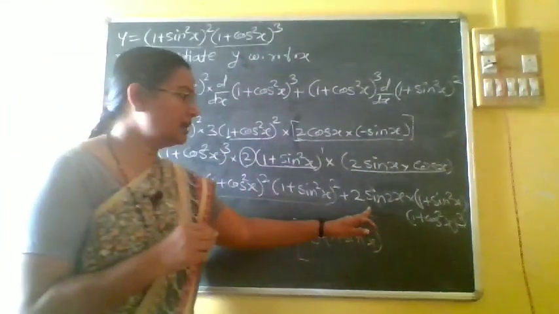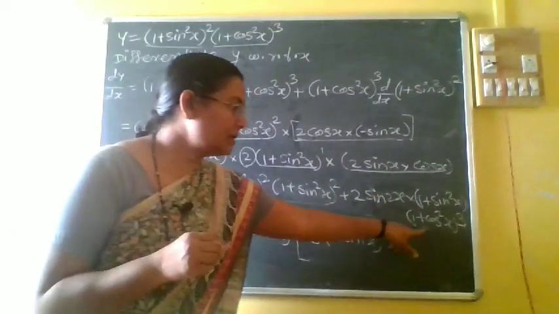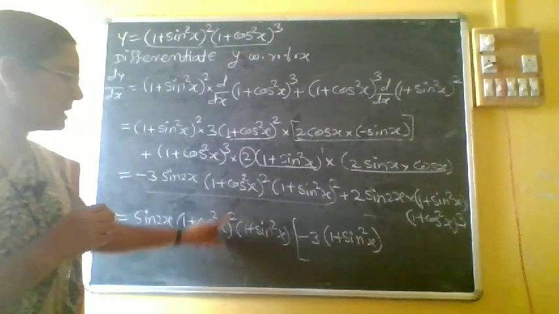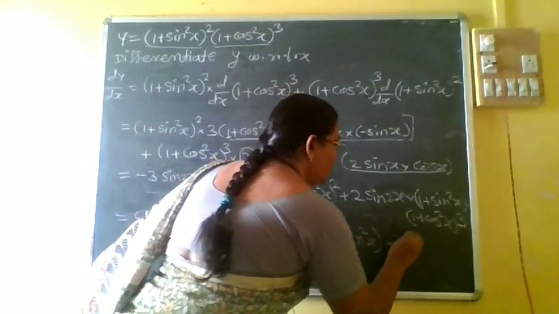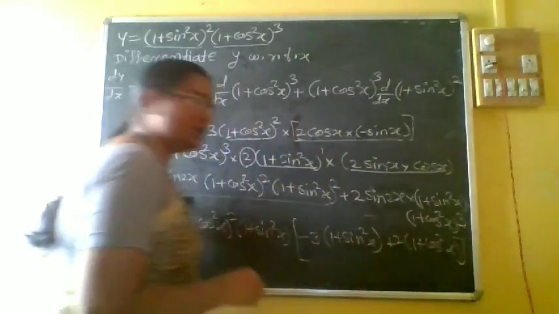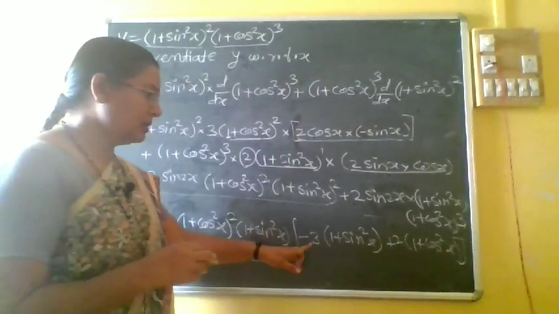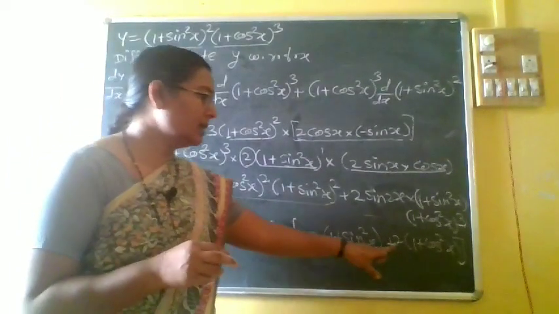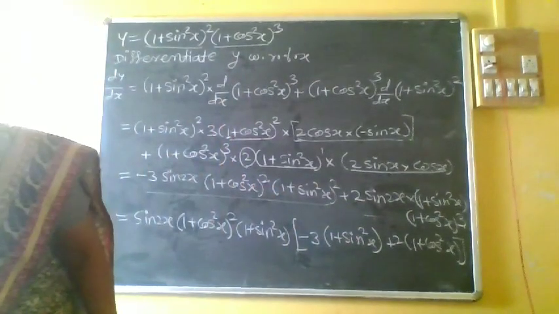And here what remains? This is 2 and this is 1 plus cos square of x. Okay, because we have to take (1 plus cos square x) bracket square common from this, then it becomes plus 2 into 1 plus cos square of x. This is the remaining term. In the last, we have to calculate minus 3 sin square x. Okay. This 2 into 1 plus cos square of x, we have to simplify this.